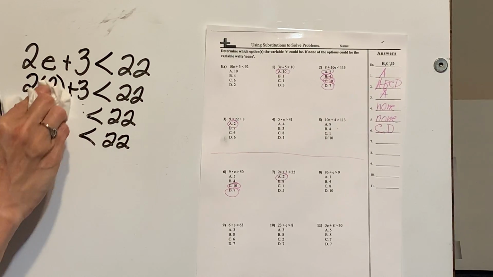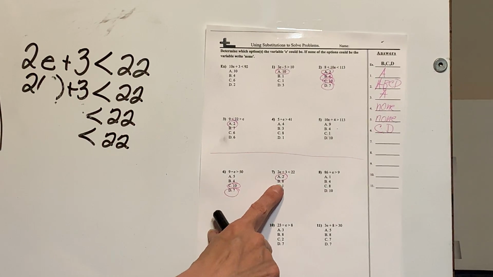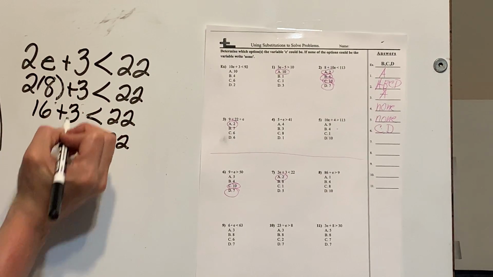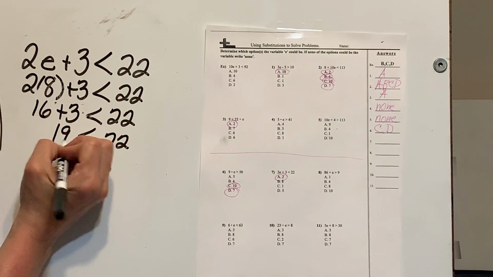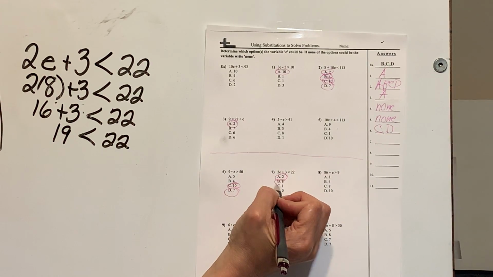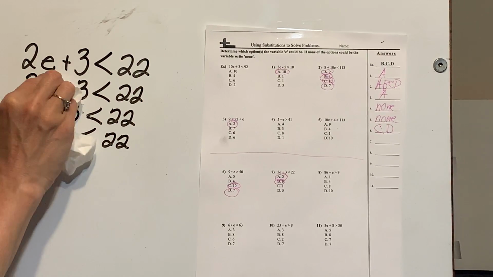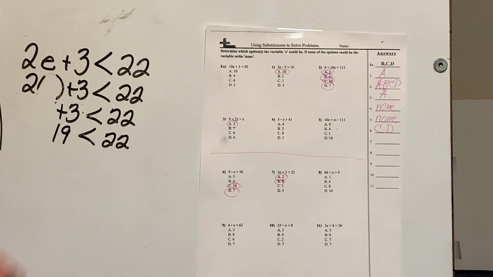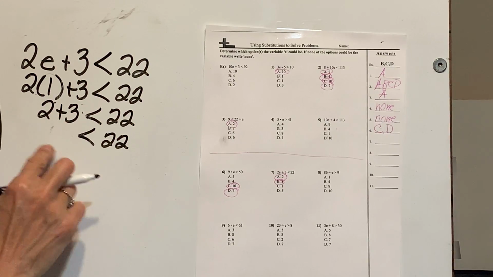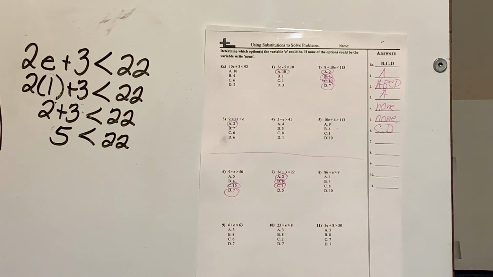I'm going to go ahead and erase this part. All right, so the next number I have to plug in is 8. So 2 times 8 is 16 plus 3. 16 plus 3 is 19. 19 is less than 22. That works. So 8 is also true, or makes the statement true. All right, we're going to erase this part. And this time we're going to plug in 1. 2 times 1 is 2. 2 plus 3 is 5. 5 is less than 22. Well, we're on a roll. A, B, and C are right.